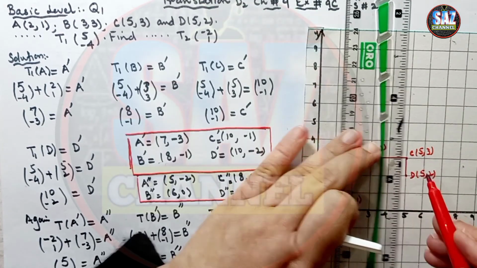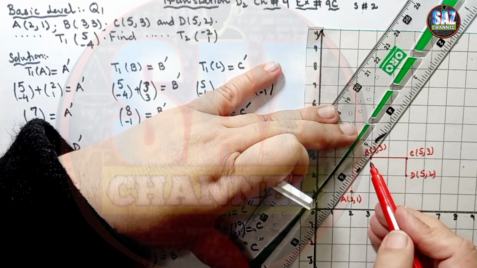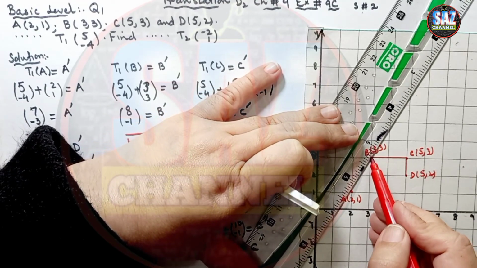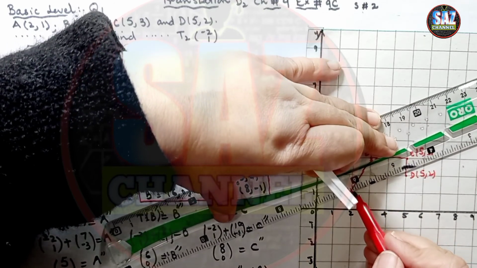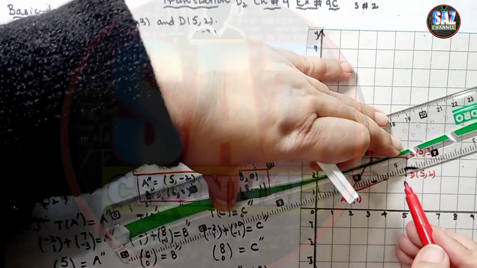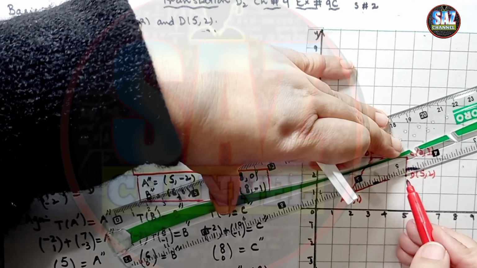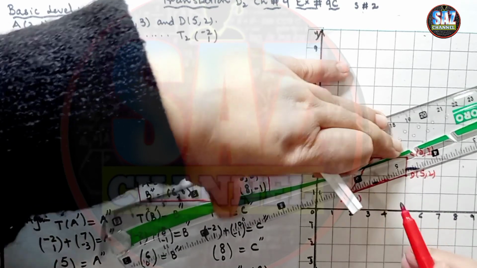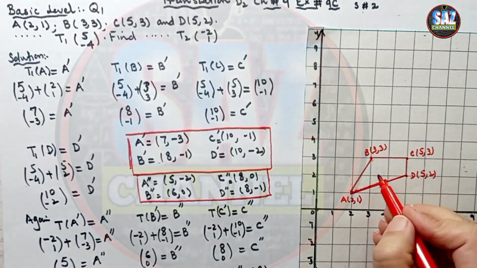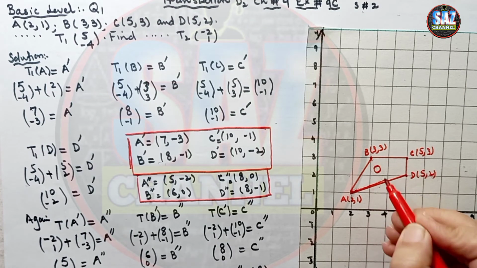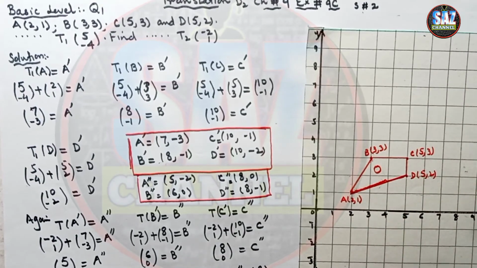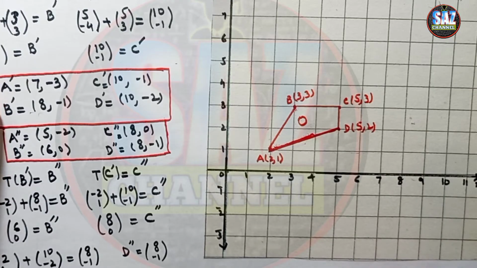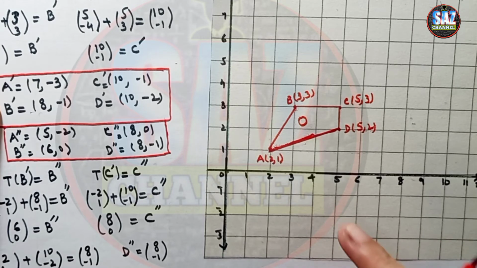Like this. This is the original shape, which is the object, or the pre-image. I have to join the points nicely. Okay, this is the object. Let me mark it with O. Okay, and now first of all I have to mark the first image of the object under the translation vector 5 and minus 4.